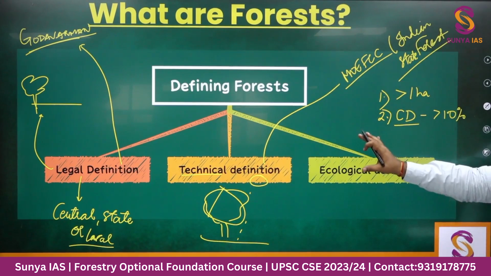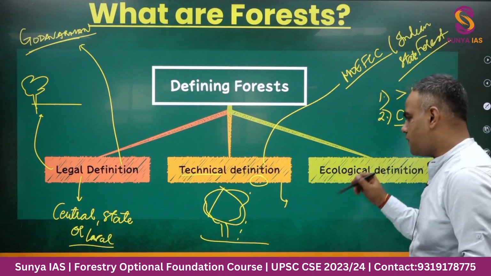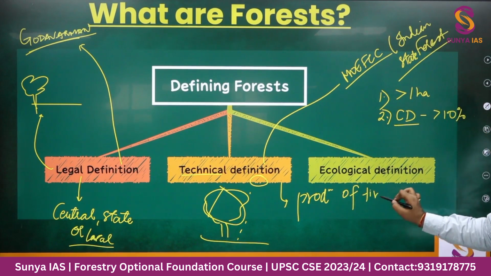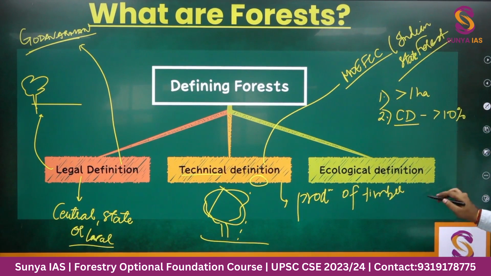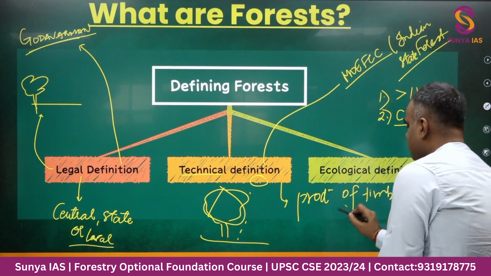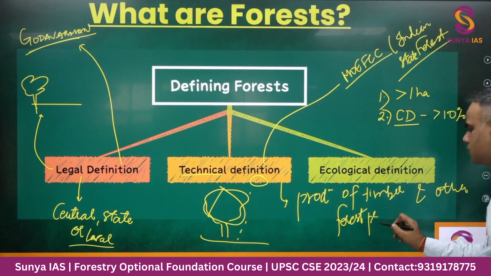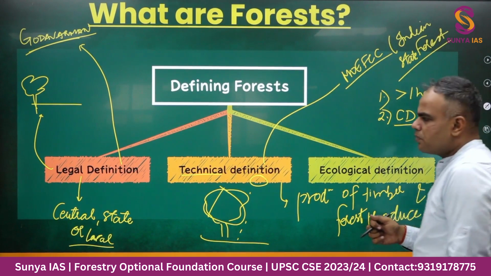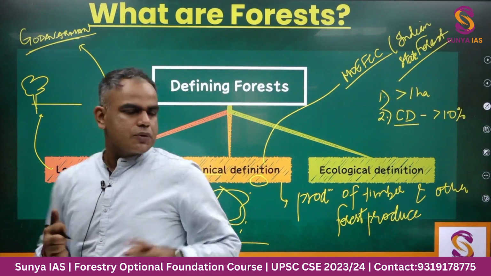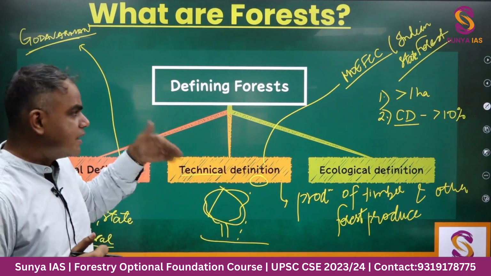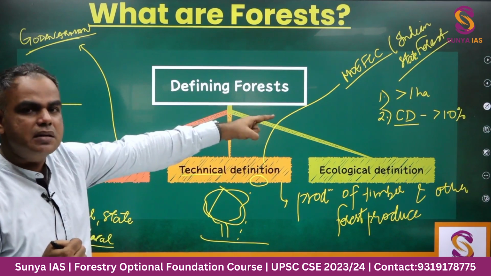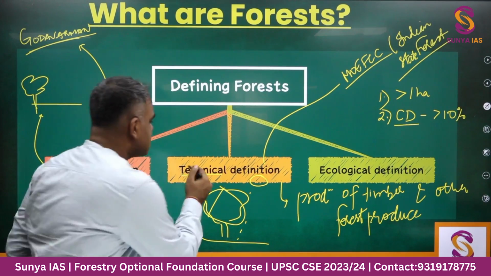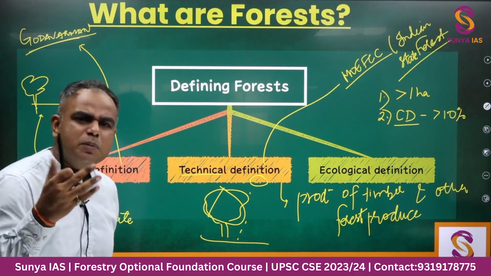Fine. Now you can just write down in the technical definition that it is any piece of land which is set aside for the production of timber and other forest produce, which can provide, let's say, benefits to people. Fine. And that is a technical definition. It can have various parameters. Let's say for us, the parameter is greater than 1 hectare and canopy density. For any other country, the definition can be different. So this is a technical definition, because crown, canopy, etc., are technical terms.